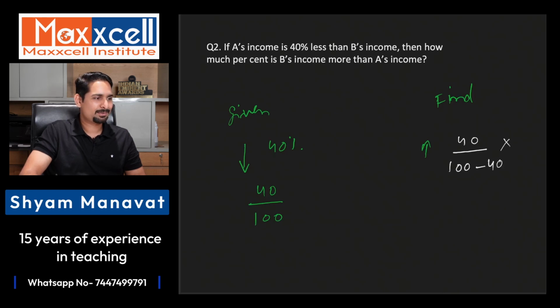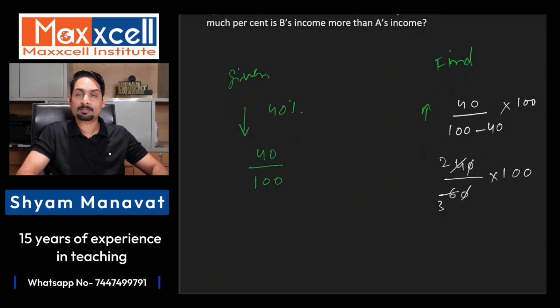Okay. So 40 by 100 minus 40, into 100. So this becomes what? 40 upon 60, into 100. How much is that? Tell me how much is that? This is 2 by 3. What is 1 by 3 as a fraction percentage?